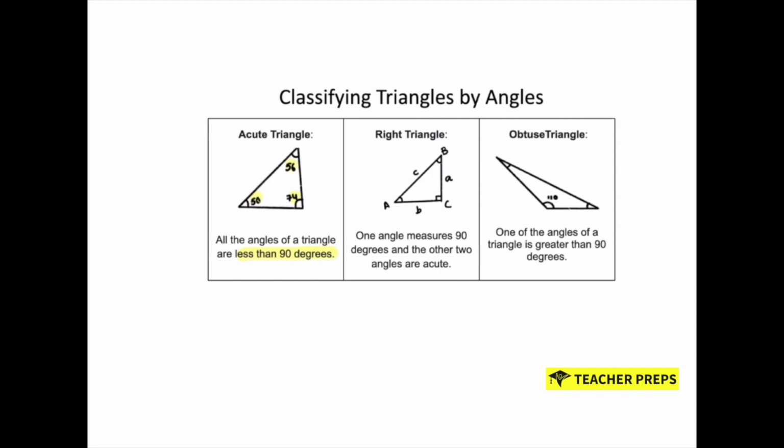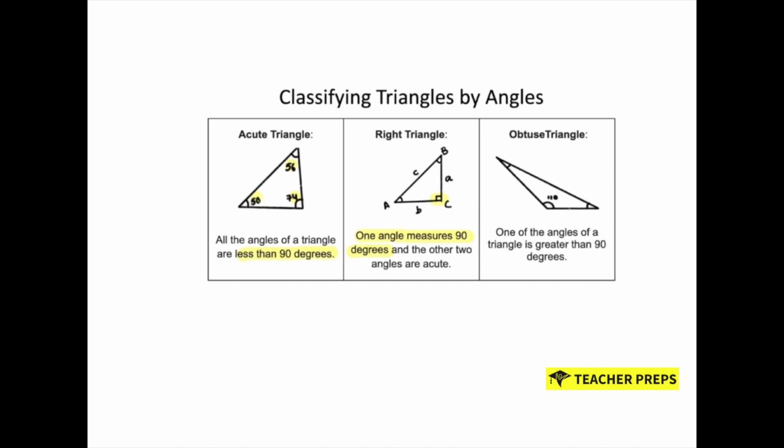The next kind of triangle is a right triangle. With a right triangle, we have exactly one angle that measures 90 degrees. Notice that we have this little box here. When you see a little box on a shape, this means that it's a right angle, or it equals 90 degrees. The last kind of triangle is an obtuse triangle.